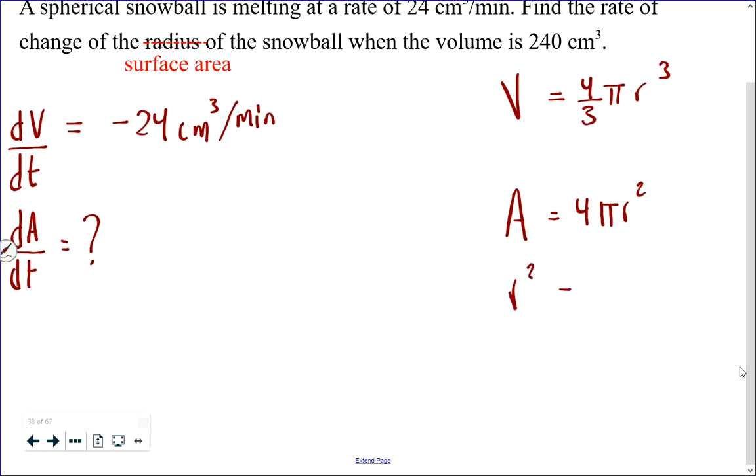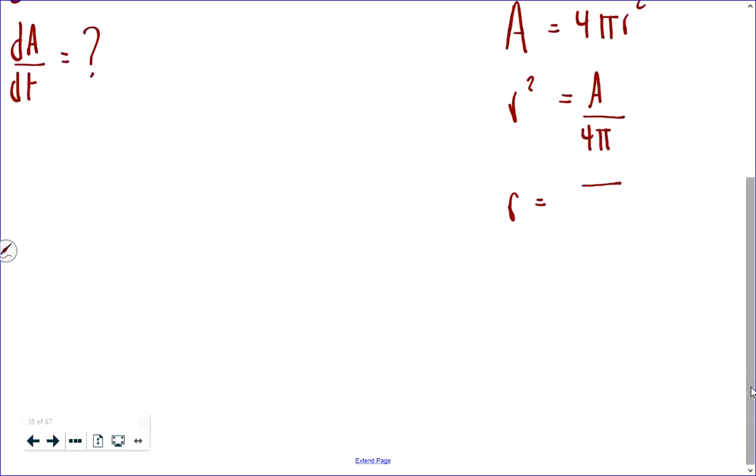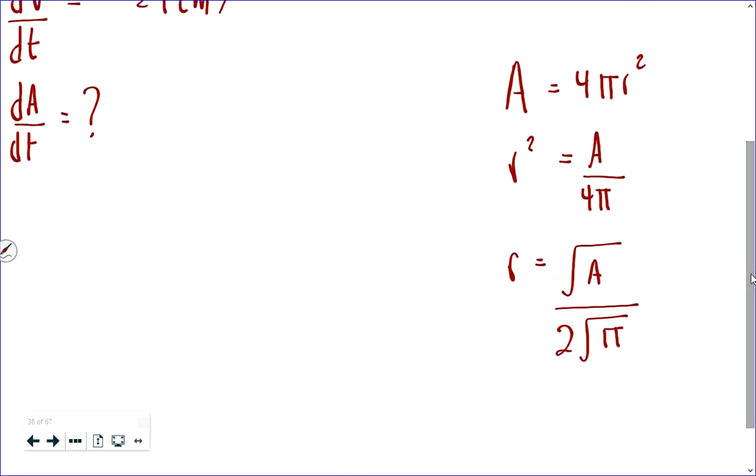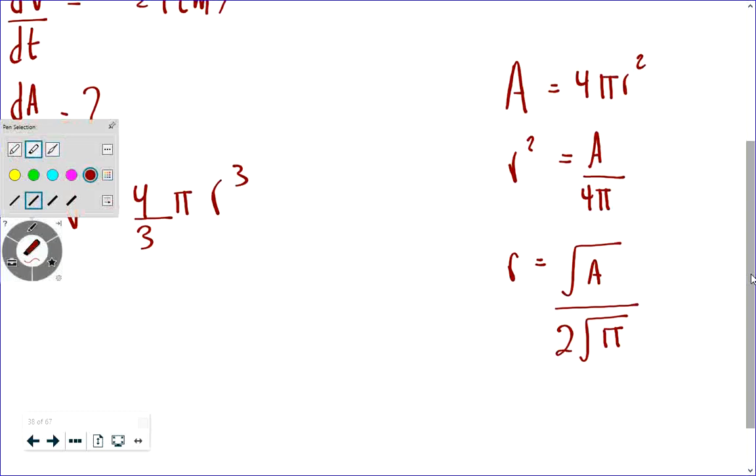R squared equals A over 4 pi, which means r equals root A over 2 root pi, because the square root of A is root A, the square root of 4 is 2, the square root of pi is root pi. And this is r. So if I look at my formula for volume, it's 4/3 pi r cubed. And I think you see where this is going. It's just going to be a bit of a pain to deal with.